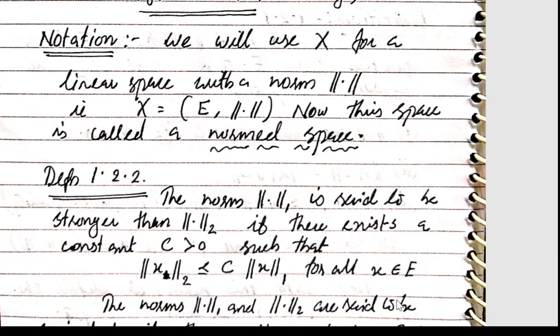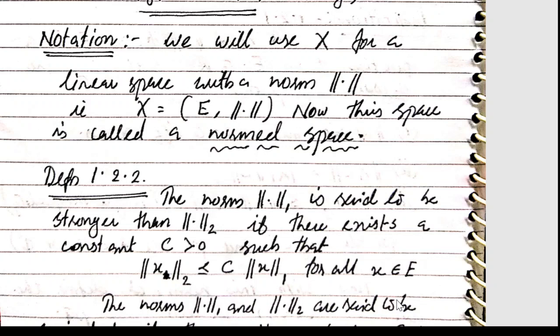Now definition 1.2.2, that means the comparability of norms. The norm 1 is said to be stronger than norm 2 if there exists constant c greater than 0 such that norm of x with respect to the second norm is less than or equal to c into norm of x with respect to the first norm for all x belongs to E. That is, we are taking norm 1 and norm 2, and we say that the first norm is stronger than the second norm, means the norm of an element with respect to the second norm should be less than or equal to some constant times the norm of x with respect to the first, where the constant should be greater than 0.